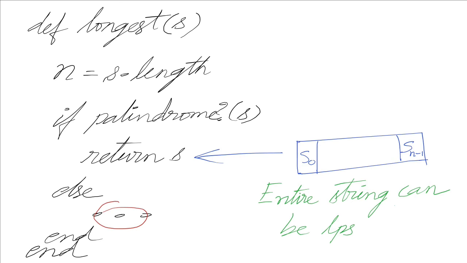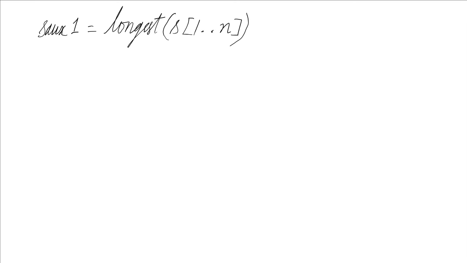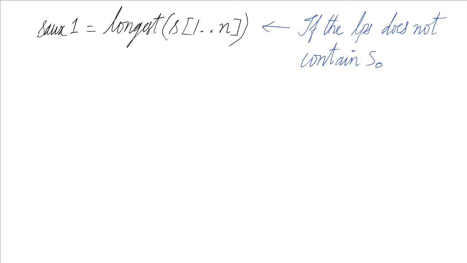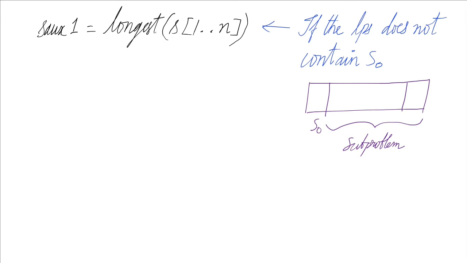Let's now look at the else part. In the else part, we will first calculate the longest substring by passing in the second character all the way to the end of the string. So this discards the first character of the string. This is the subproblem. We exclude the first character.